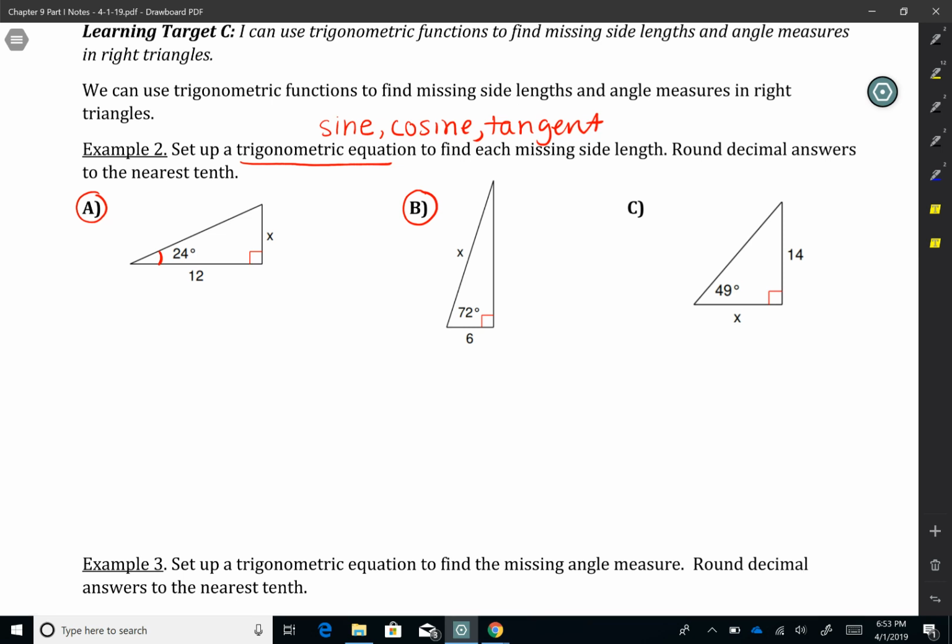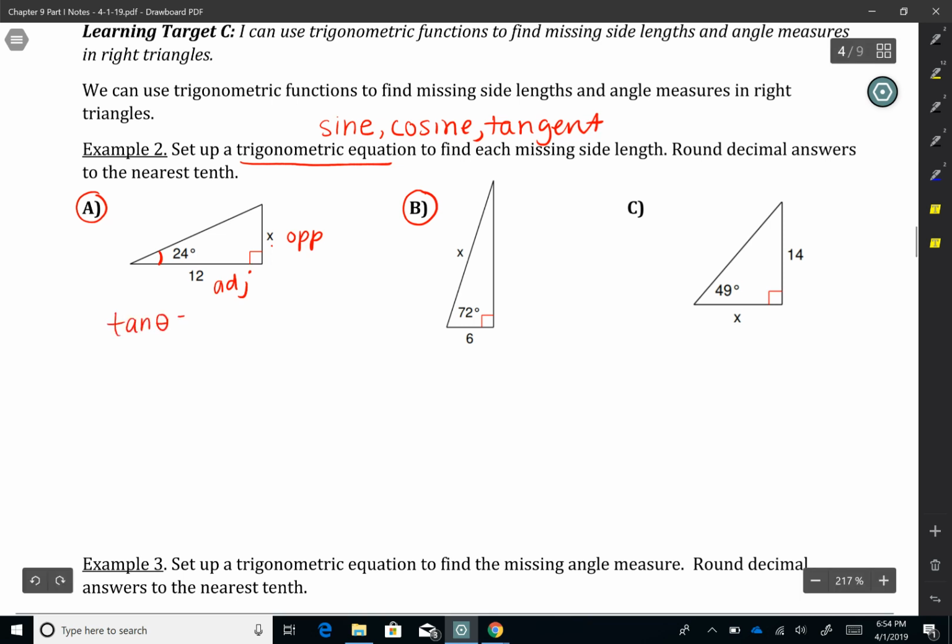So we see the two sides that we're talking about. Obviously, we're looking for this side x right here, which is opposite of our 24-degree angle. We are given this side length 12, which is adjacent to the 24-degree angle. So we will be using tangent because tangent is opposite over adjacent. So let me just write that. Tangent of any angle theta is opposite over adjacent, and we're going to fill in what we know.